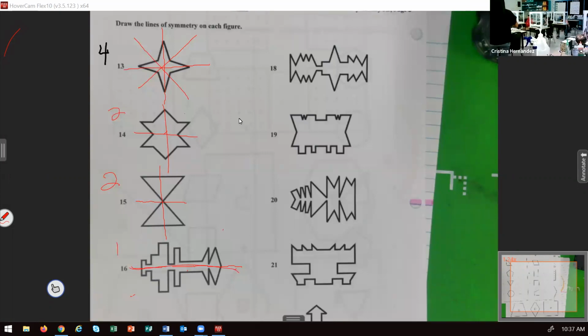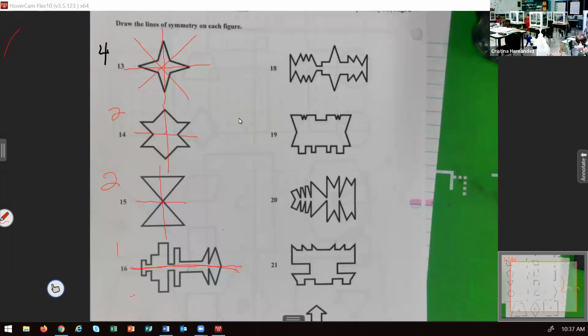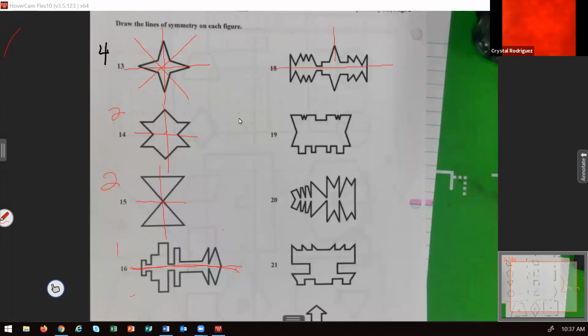The next one. How many lines of symmetry does the next one have? More than one? I think this one has one. I think it's the middle again. The middle again, I agree. Some of y'all might think going down vertically, it would be a line of symmetry, but it is not. Look at the different angles. The one on the side is smaller than the other one, so it has to be in the middle.